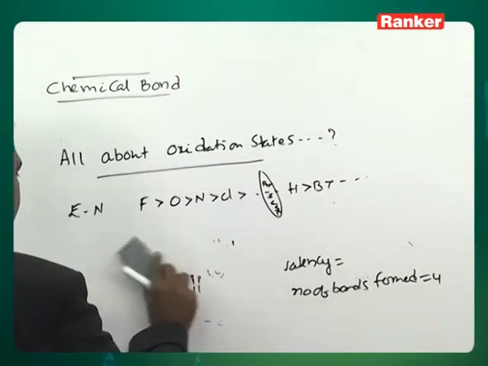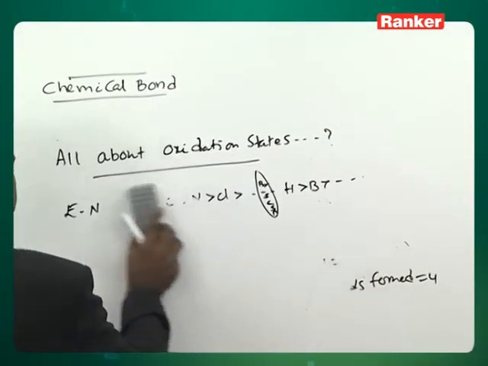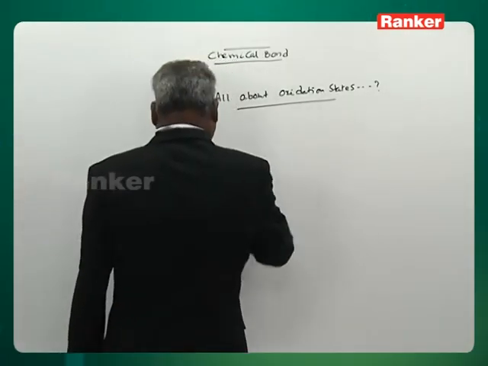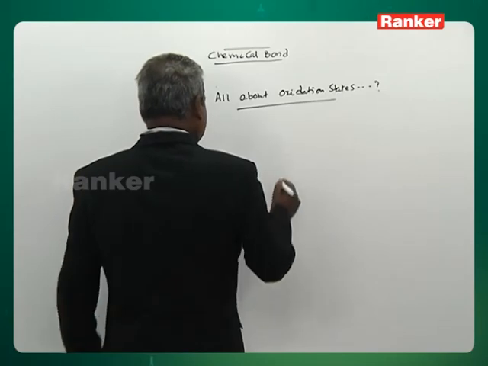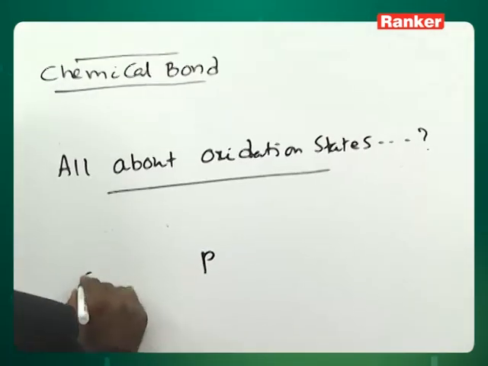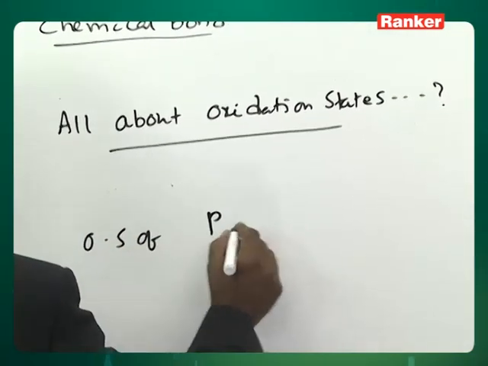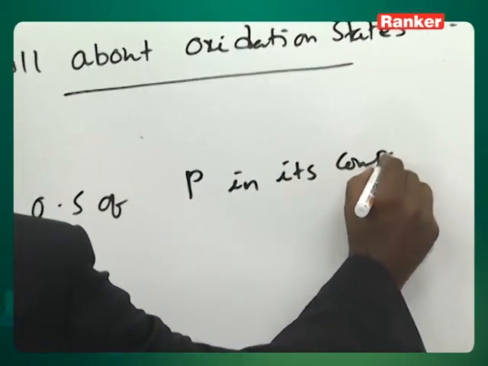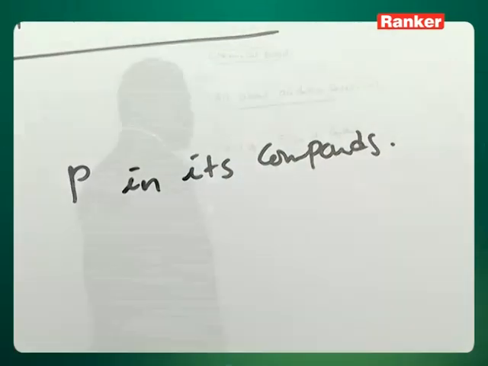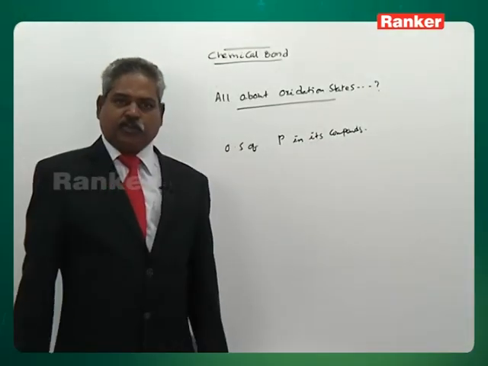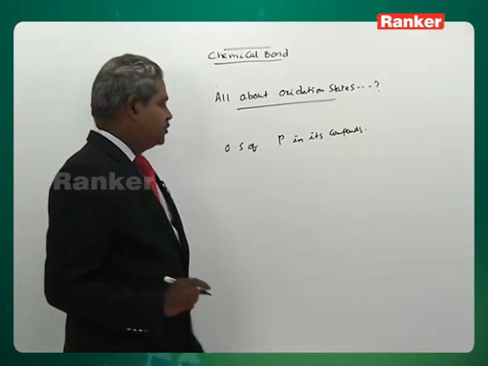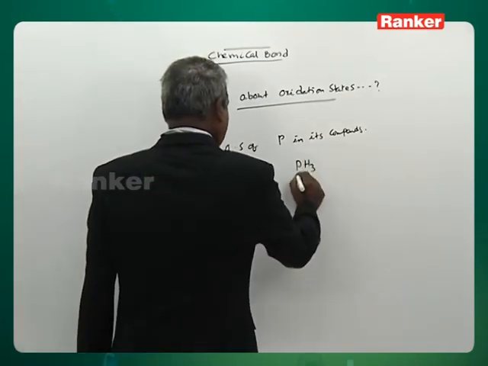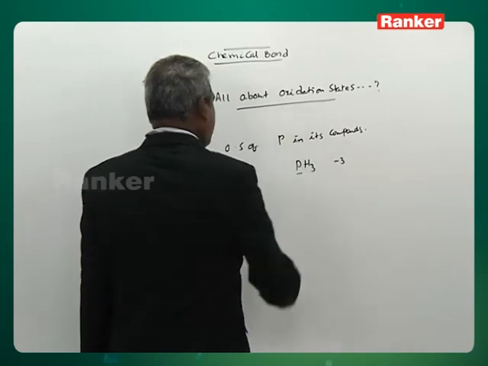So it's very difficult to write down the structure every time and calculate. Therefore, we need to have a procedure. So what is the oxidation state of phosphorus in its compounds? In its compounds, we can't say. Why? Because phosphorus forms several compounds. In PH3, it is minus 3. The oxidation state of phosphorus is minus 3.